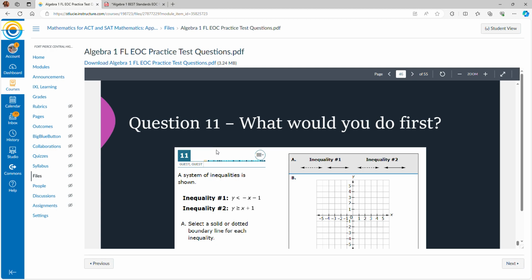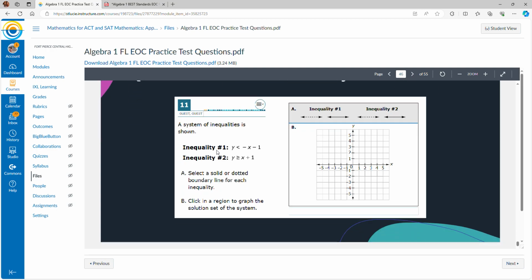Question 11, what would you do first? A system of inequalities is shown. Inequality number 1, y is less than negative x minus 1. Inequality number 2, y is greater than or equal to x plus 1. Select a solid or dotted line, boundary line for each inequality. Click in a region to graph the solution set of the system.